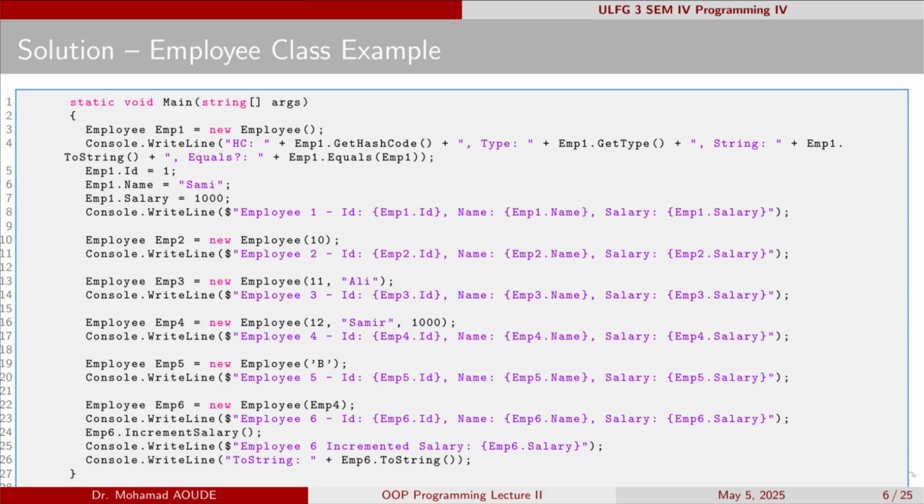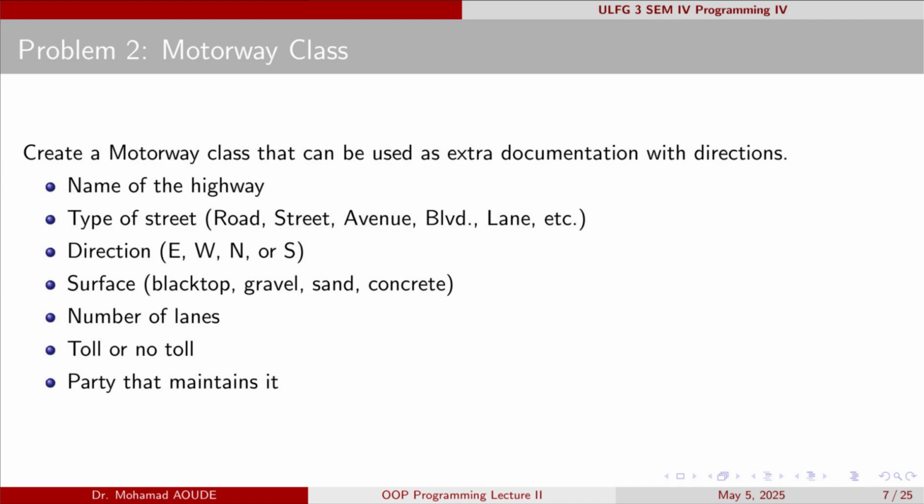Moving on to problem 2, the motorway class. The goal here is to create a class that represents a motorway intended for use as extra documentation or with directions. This problem focuses on defining the characteristics of a motorway using properties and providing methods to retrieve information about it. The requirements for the motorway class are listed here.